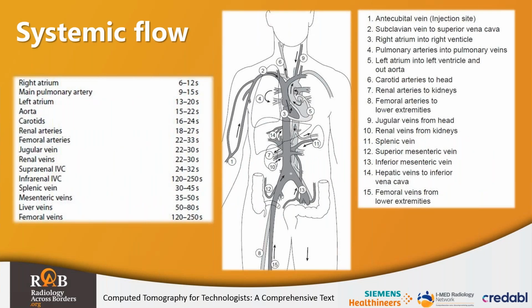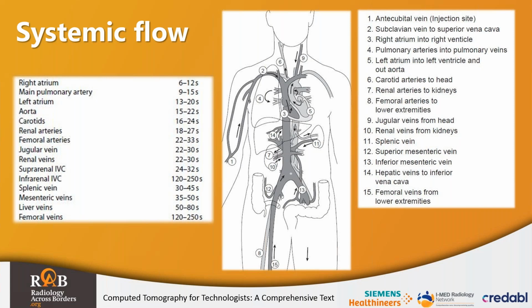So once the contrast is injected, it obviously flows systemically around the body. If we think about where it's injected, it'll enter the subclavian vein into the superior vena cava. It'll then head into the right atrium, into the right ventricle, into the pulmonary arteries, back through the pulmonary veins to the left side of the heart, left atrium, into the left ventricle, and back out to the aorta. Once it's in the aorta, it'll go up the carotid arteries to the head and down the aorta to the rest of the torso and legs.